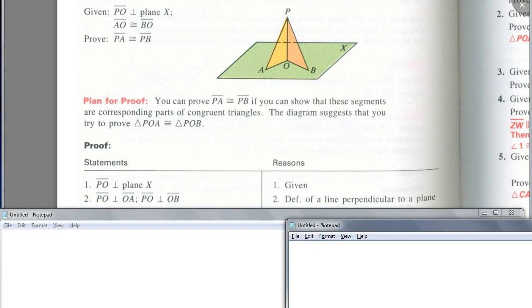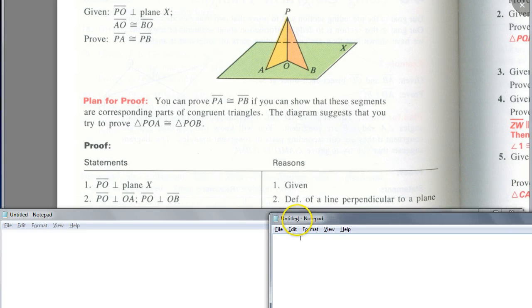Do you see why we can't say they're congruent yet? Now, can we say they're congruent now? Jonathan, yes or no? No, we can't say that yet. Okay, Jonathan, what are you going to say? You have to say PO is congruent to PO. Okay, so what do we need to say next here?